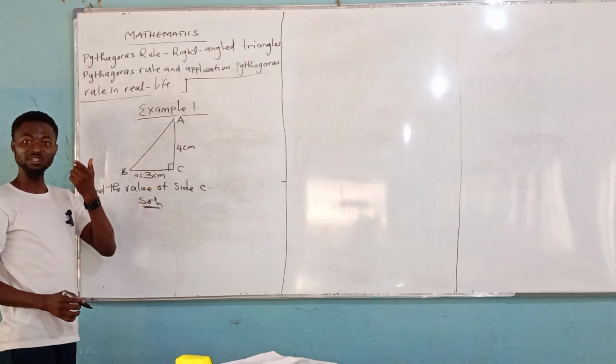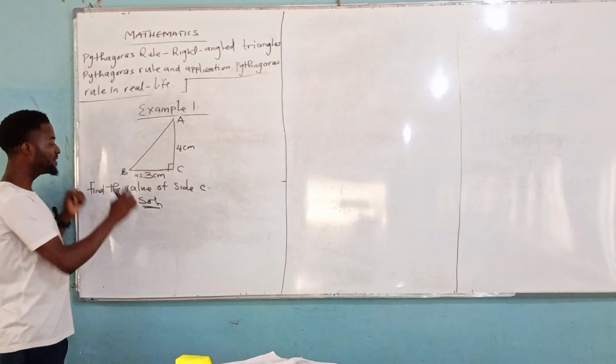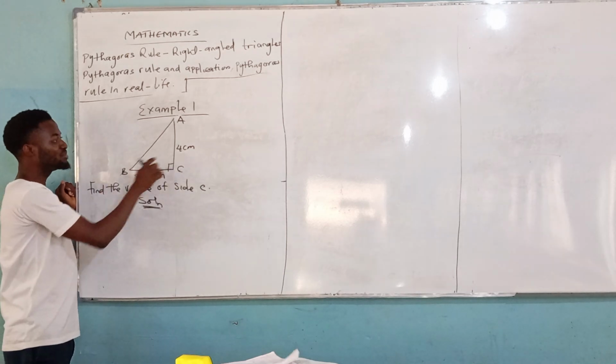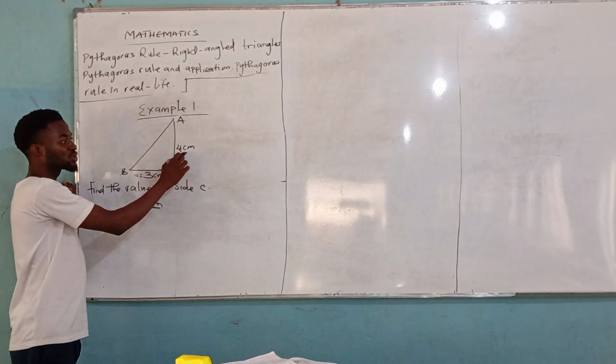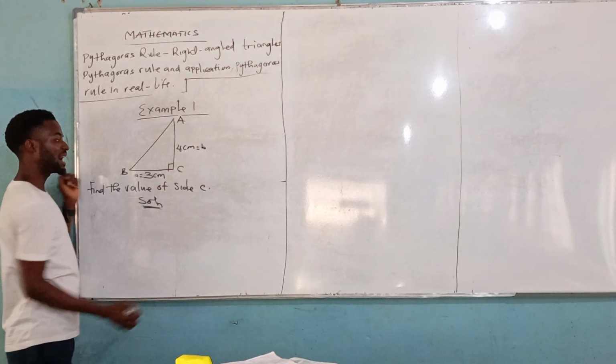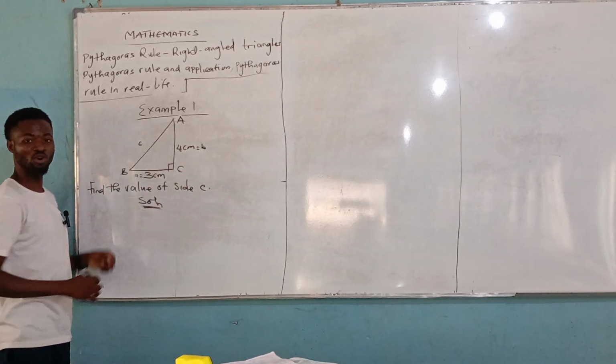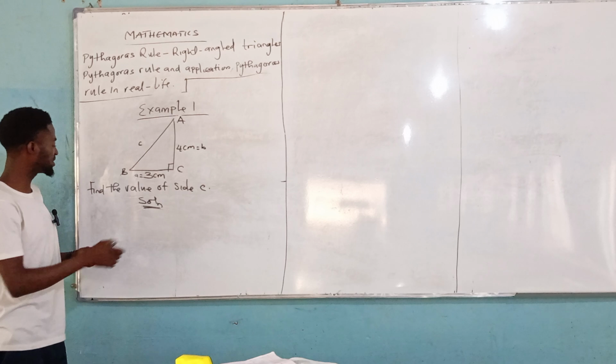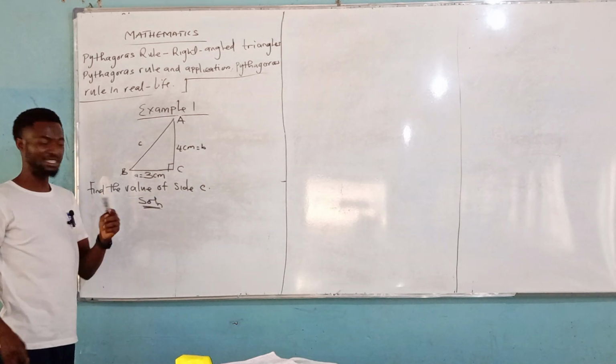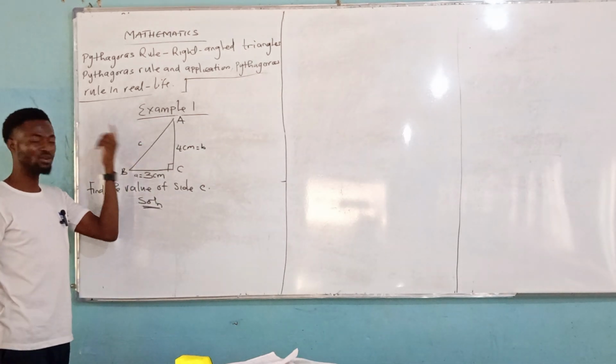3 centimeters is our small a. If this is capital B, that means what? This is our small b. And then if this is angle C, that means this side is our small c. And then the question says find the value of side C. That means this is the side that we're going to find.